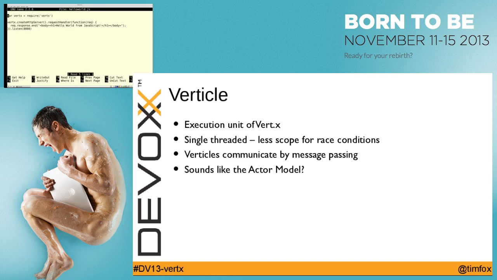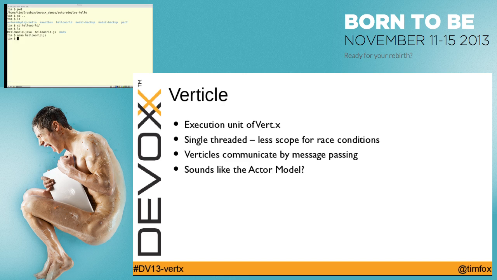What it's doing, it's creating an HTTP server, and then it's setting a request handler on that server. And the request handler is simply a function that will get called whenever an HTTP request arrives on the server. And when that happens, it's just going to return hello world from JavaScript, right? Pretty obvious, even for those of you who are not used to asynchronous APIs. So let's run that. The way to run that in Vert.x, at the command line, say vertx run, then the name of the file.